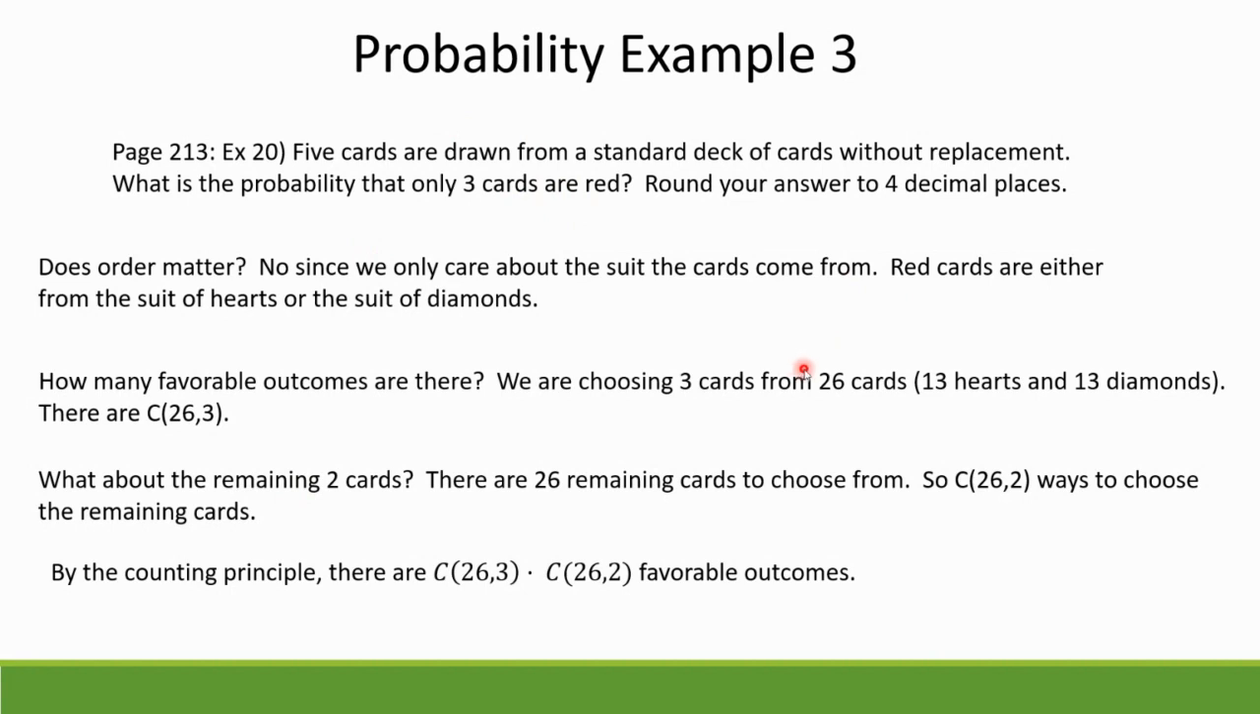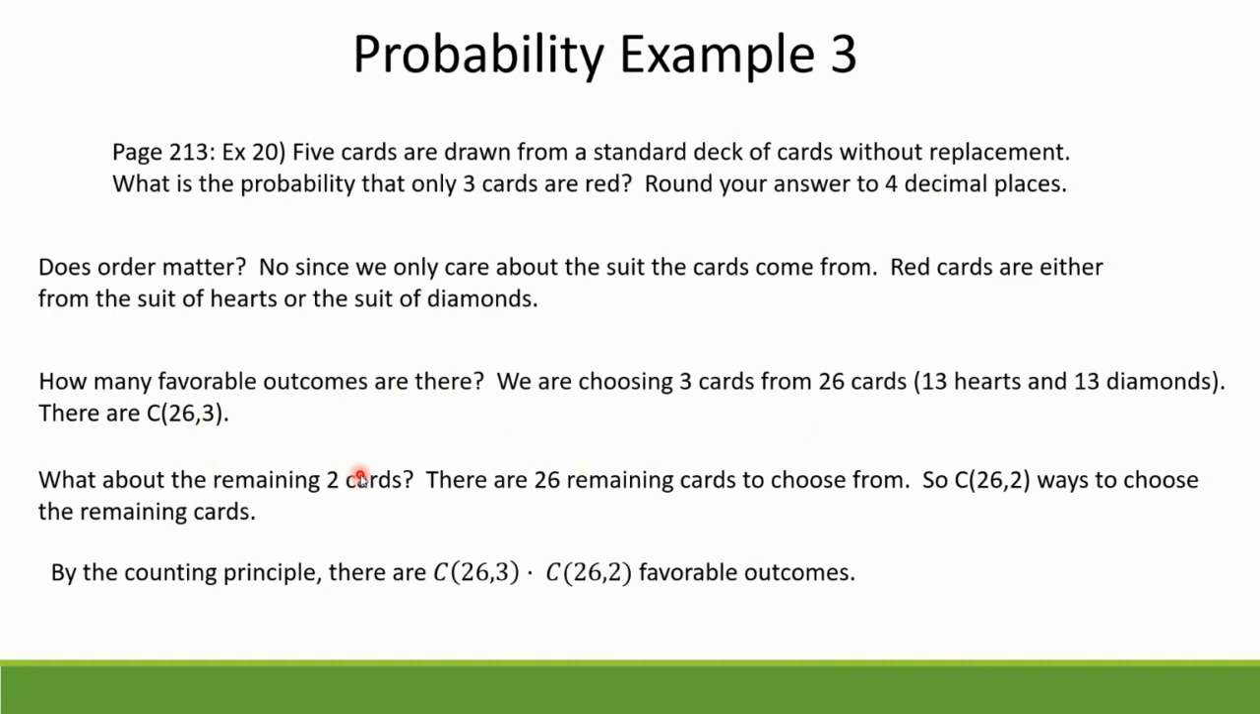So from 26 cards, how many ways can we choose 3 with no repetition and order doesn't matter? Well, again, it's combinations, C of 26, 3. Again, no repetition, and we don't care about the order either. Now we don't divide by the sample size, the total number of outcomes, yet, because we're drawing 5 cards.